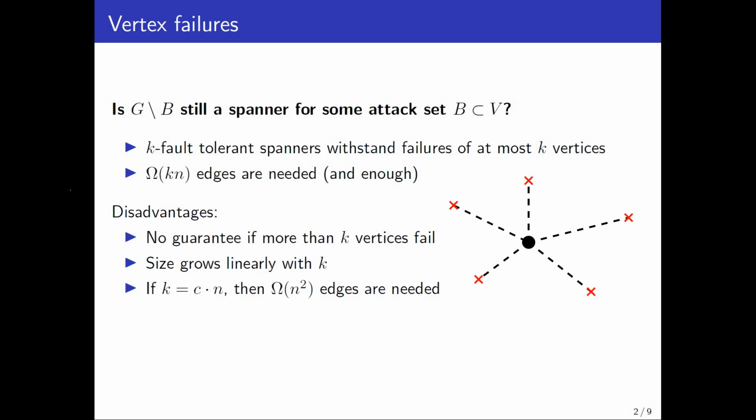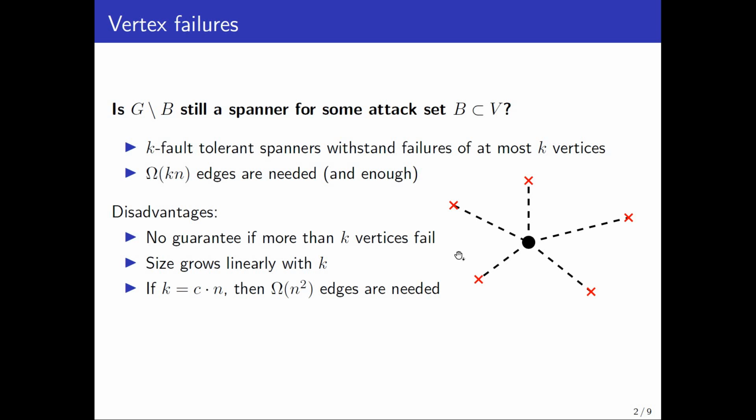We see immediately that a k-fault tolerance spanner must have minimum degree at least k plus 1, otherwise there is a vertex that can be isolated by simply deleting its neighbors. Therefore, in order to have a linear sized fault tolerance spanner, we have to choose the parameter k to be a constant, which means that the spanner can only withstand constant sized failures.